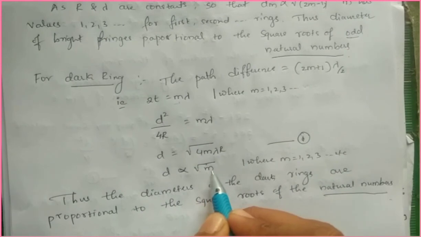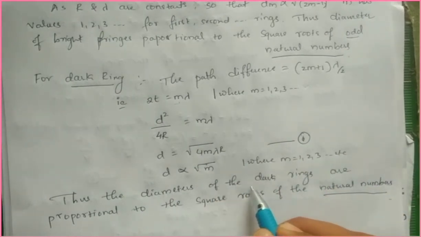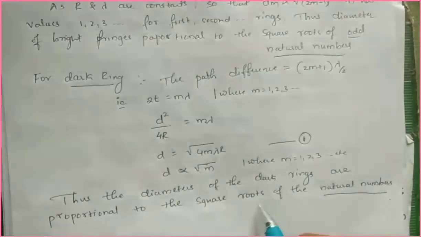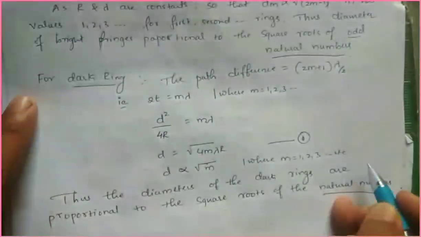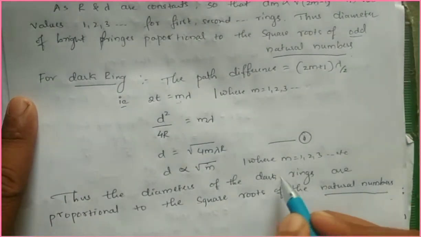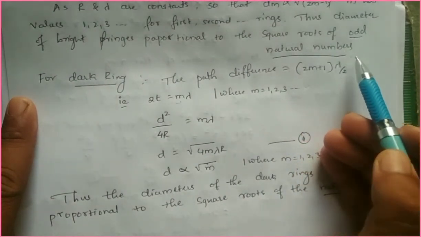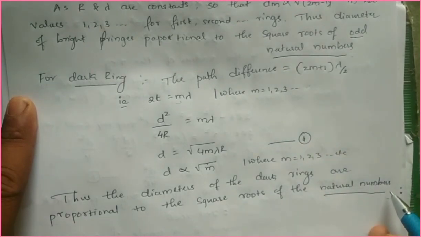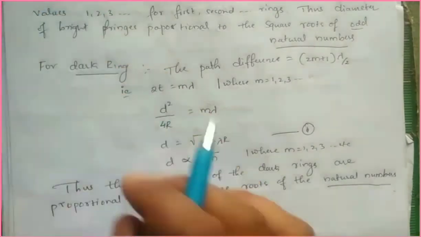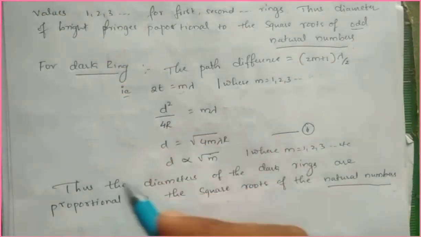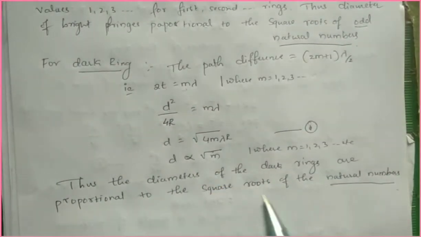So d is directly proportional to square root of m, where you put m equal to 1, 2, 3. Thus the diameter of the dark rings is proportional to the square root of natural numbers. So you get the natural numbers 1, 2, 3 as it is. For bright fringes you got the odd natural numbers, but for the dark fringes you got the natural numbers. Okay, this is the derivation for Newton's rings by reflected light, the theory of Newton's rings, and this is important for the 10 marks. Okay, thank you.